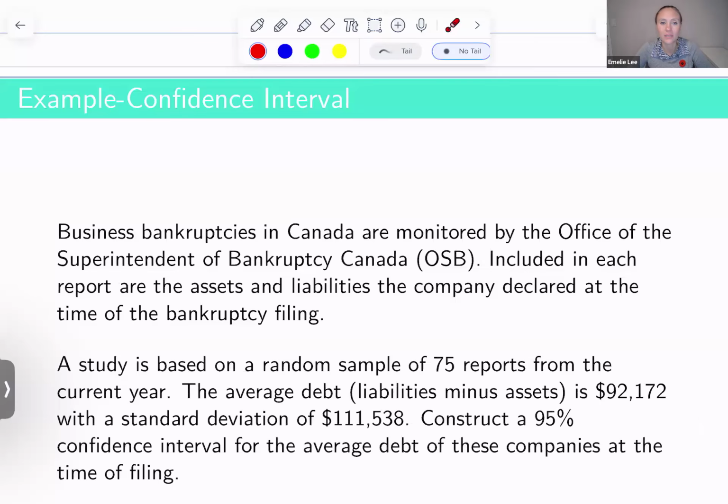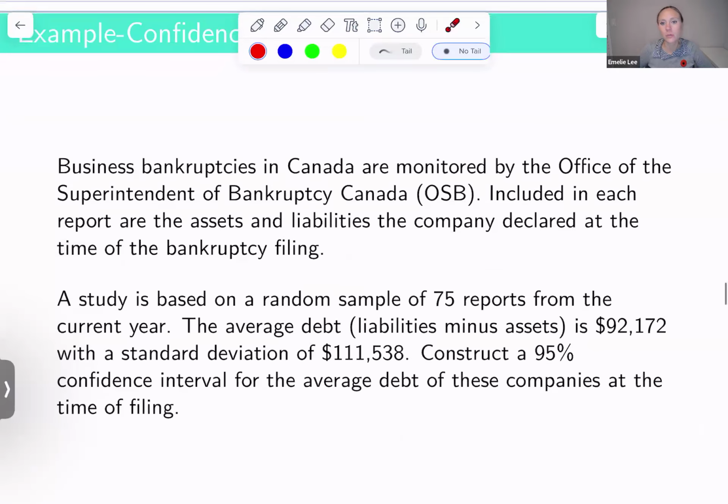What if we have to do a confidence interval example? This one's not as cute, but it's nice to see multiple questions, right? Especially for when you're trying to learn what a typical one sample mean type of question looks like. Business bankruptcies in Canada are monitored by the Office of the Superintendent of Bankruptcy Canada, OSB, which hopefully that's still true. I wrote these a long time ago.